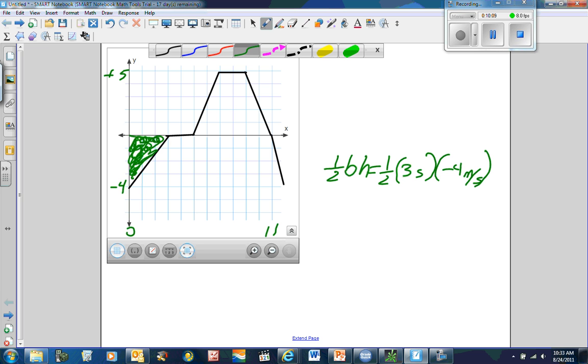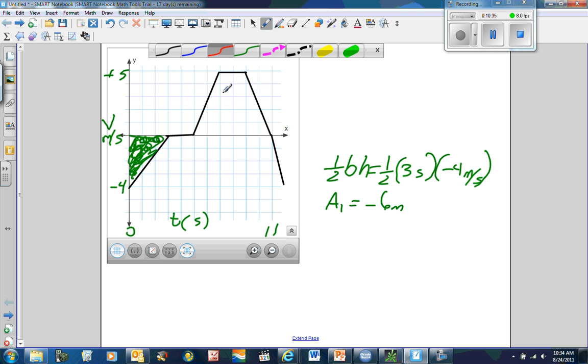I apologize, I didn't put my labels here. Velocity in meters per second and time in seconds. So when I multiply those together, I get meters. And so if I do that, I get 0.5 times 3 times -4, and that gives me -6. So area 1 is -6 meters.